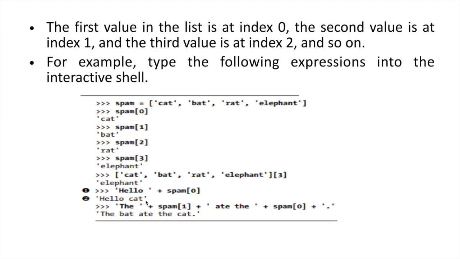So next, one more example you can see here. Spam[1]. Here I am concatenating the spam[1]. The spam[1] is what? Bat. So you can see the output, the bat, plus the string ate, the bat ate the spam[0]. What is spam[0]? Cat. So the bat ate the cat. So what I'm trying to do here is concatenating the strings by accessing the indexes. Here I am accessing two indexes, spam[0] and spam[1]. It is possible. Okay.